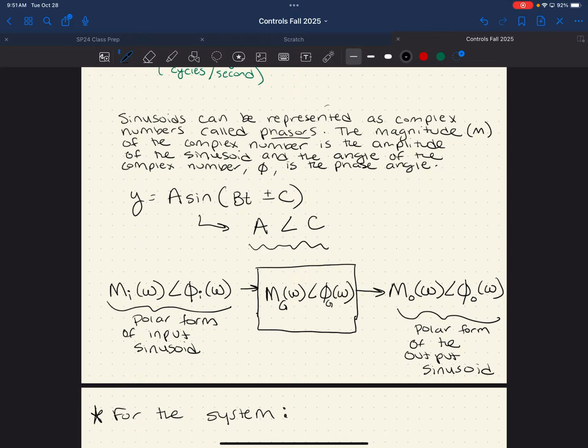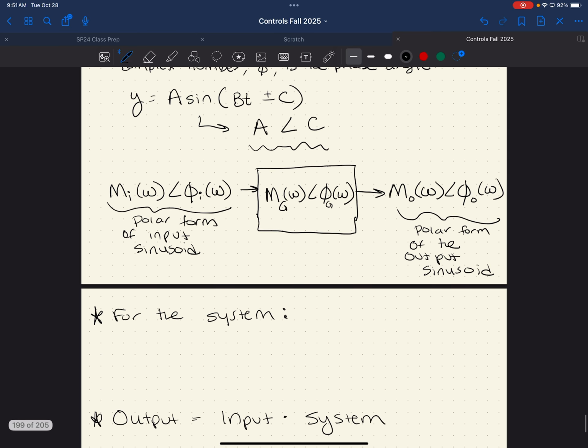Okay, so all we're saying is that we can represent a sinusoid as a complex number in polar form. Therefore, if I have an input complex number in polar form, a sinusoid, I'll get an output number in complex form, or sinusoid. Okay, but let's look a little closer at the system. What the heck is this M_G and this phi_G for a system when I'm used to seeing my system written as some transfer function G of s?